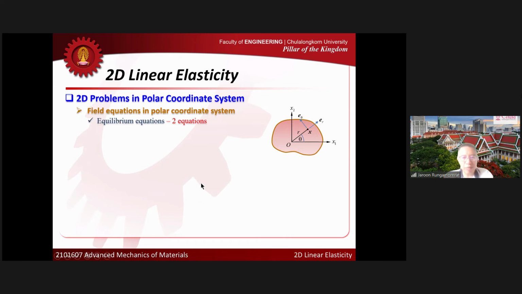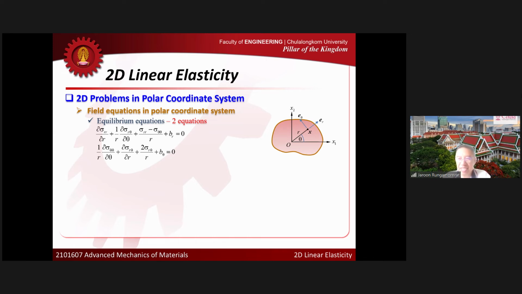For example, the equilibrium equations. For a 2D problem, we have two different equilibrium equations, right? One is the equilibrium in the x1 direction, and one is the equilibrium in the x2 direction. That we have sigma 11,1 plus sigma 12,2 plus b1 equal to 0, or sigma 21,1 plus sigma 22,2 plus b2 equal to 0. We have two equations like that. Now we can convert that into two equations as well in the r theta system. This is the final expression of the equilibrium equation in the r theta system.